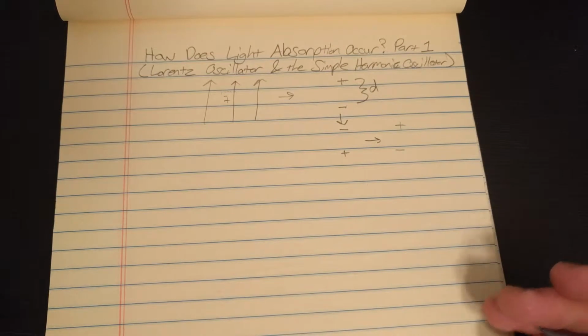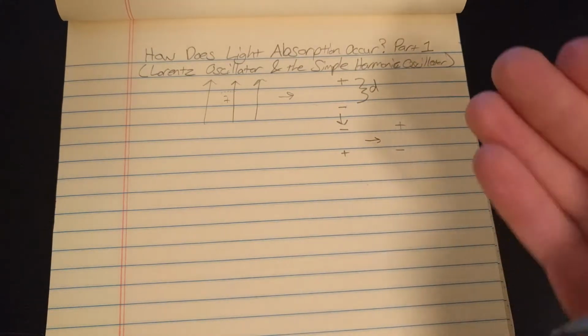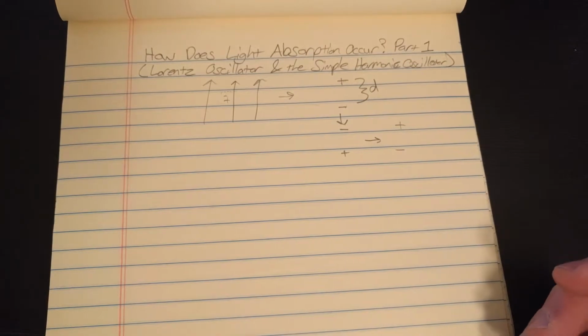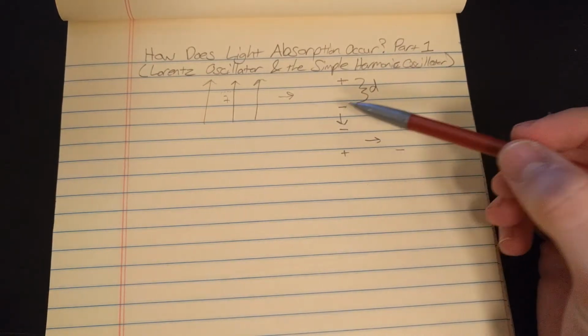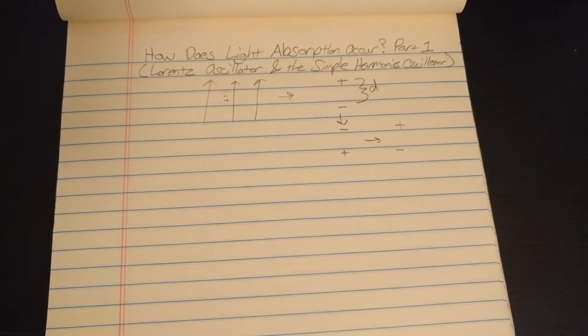Eventually it dies down because there's friction in the spring and in the air and various sorts of things, and that is called damping. But we're not going to consider damping in this video. So effectively, our charges are just going to keep oscillating back and forth for all of time.